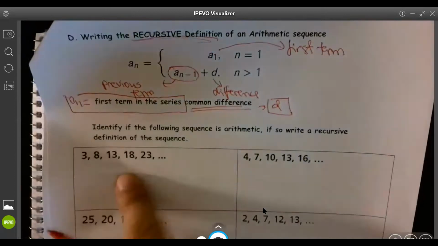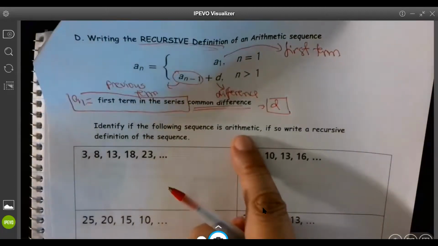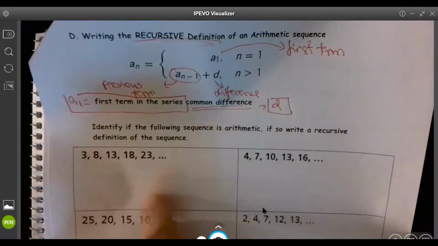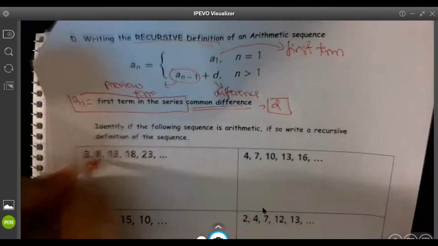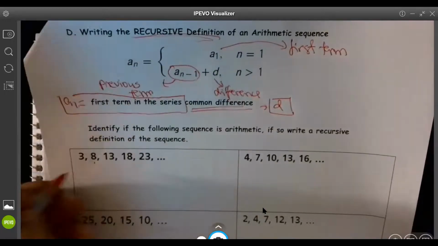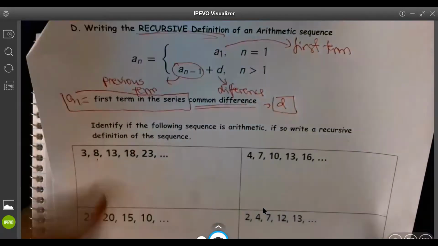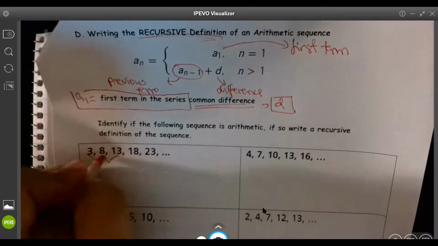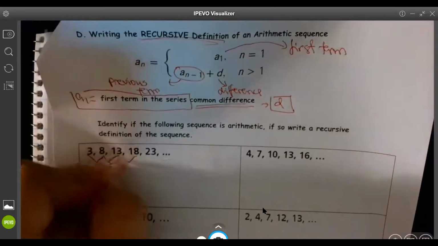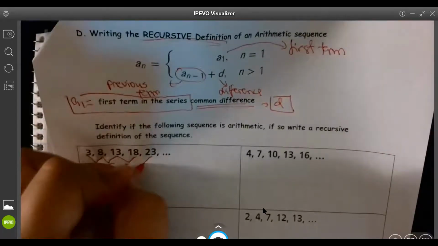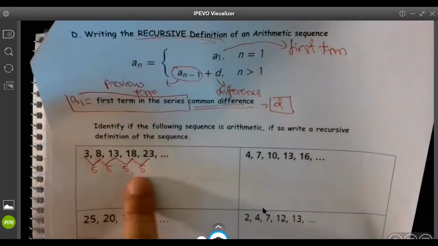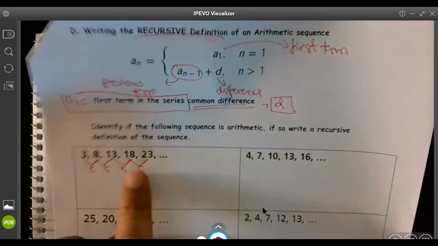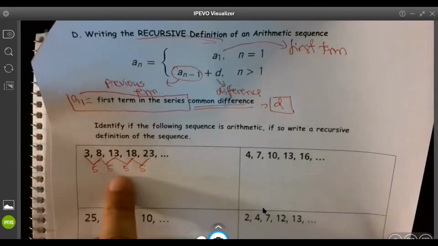Identify if the following sequence is arithmetic. If so, write a recursive definition of the sequence. So let's see if this is arithmetic. We said that it is arithmetic if the difference is common. So 8 minus 3 is 5, 13 minus 8 is 5, 18 minus 13 is 5, 23 minus 18 is 5. So the common difference is the same. And so this one is an arithmetic series.